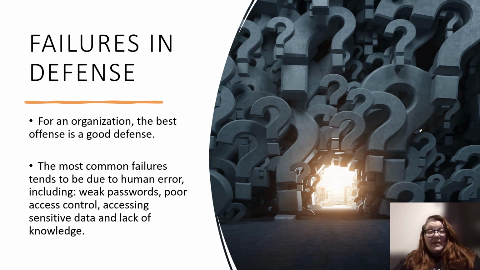The most common failure tends to be due to human error. This can include weak passwords, poor access control, accessing sensitive data, and lack of knowledge.